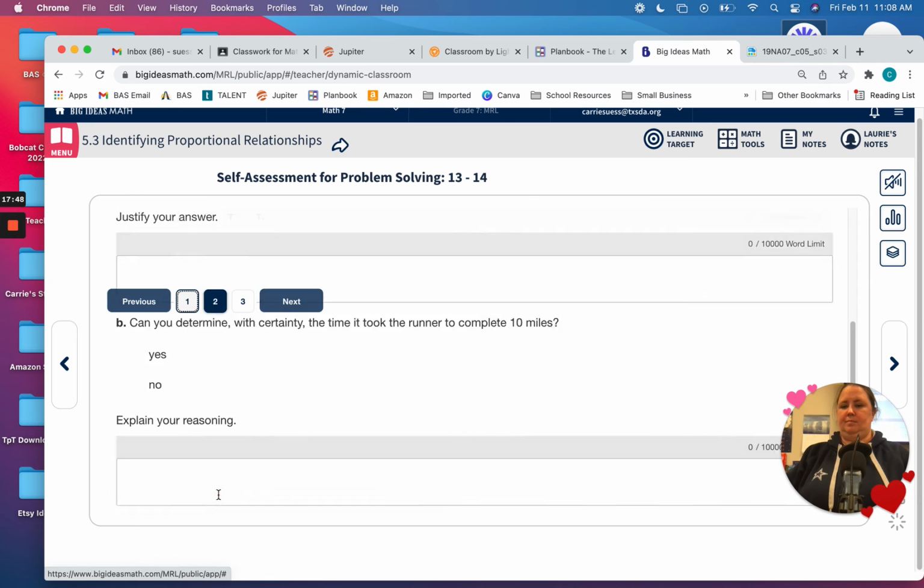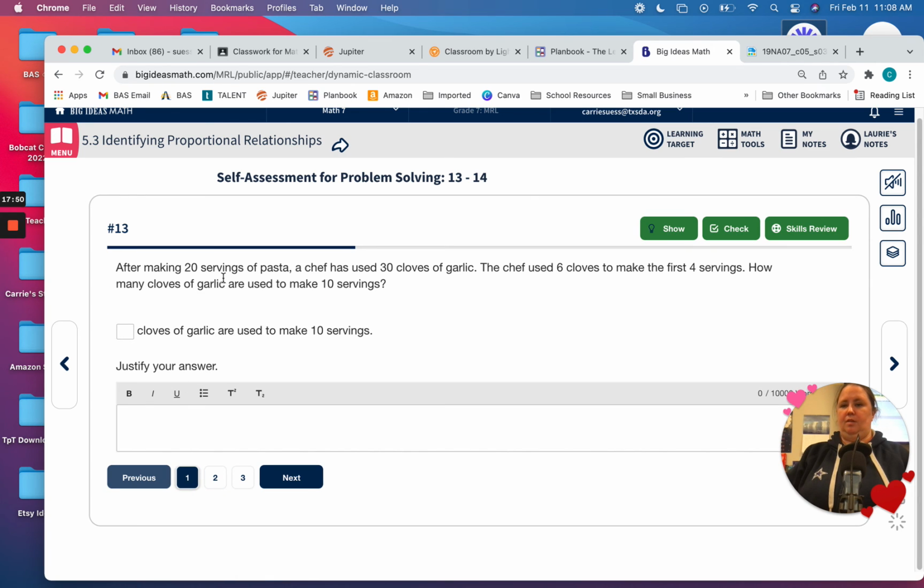Yeah. So you need to make your proportions. After making 20 servings, he used 30 cloves. And then he used 6 cloves to make 4 servings. So you're going to put 20 over 30 and 4 over 6. I did that already. And then are they proportional?